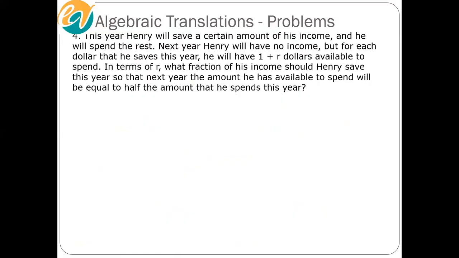This year, Henry will save a certain amount of his income and he'll spend the rest. Next year, Henry will have no income. But for each dollar that he saves this year, he'll have 1 plus R dollars available to spend. In terms of R, what fraction of his income should Henry save this year?